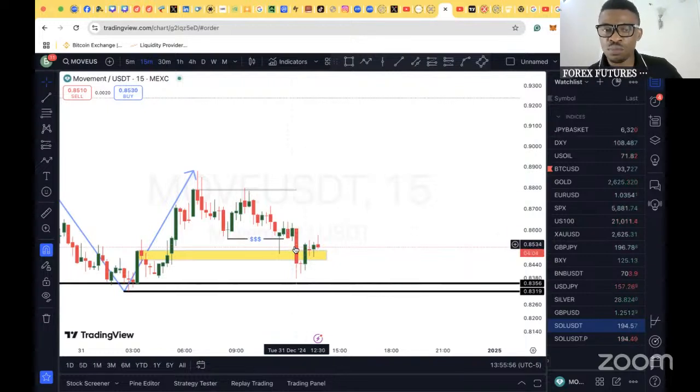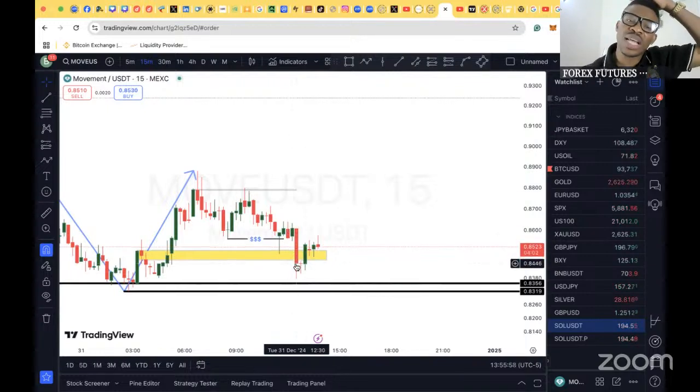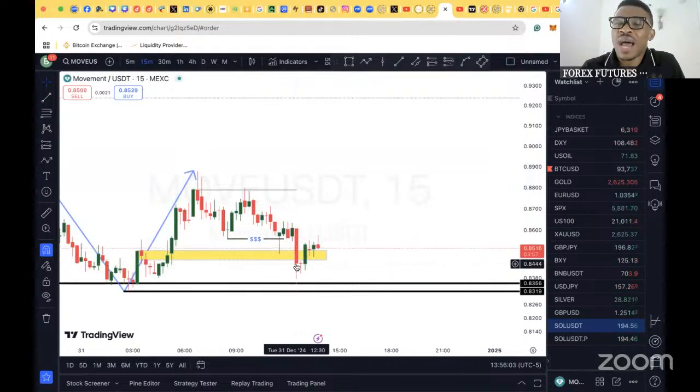Then we see another move to the downside again. This move to the downside doesn't mean that we are going to sell. It only means that the price is still looking for another opportunity to take more buyers and move the market.